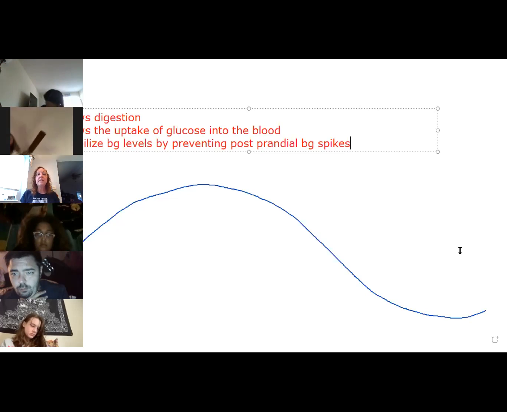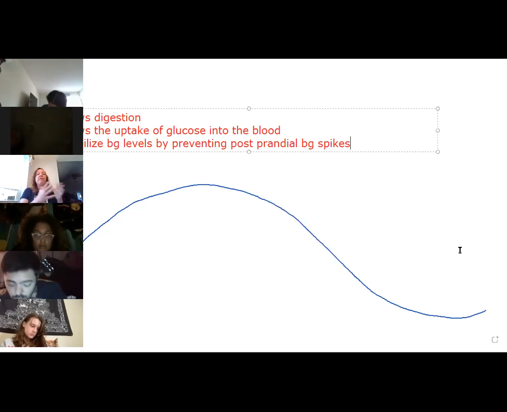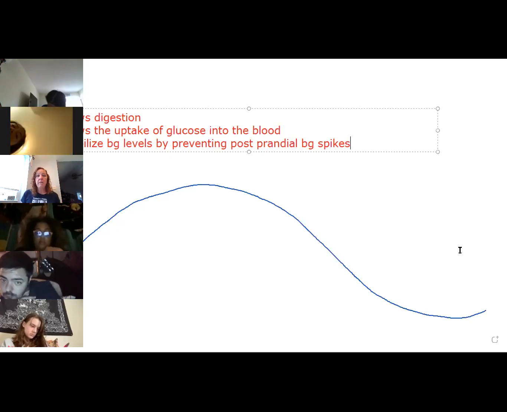So before I start deciding if I'm going to add fiber and then what kind of fiber, I first need to know what is happening inside the body, because I cannot make that decision.